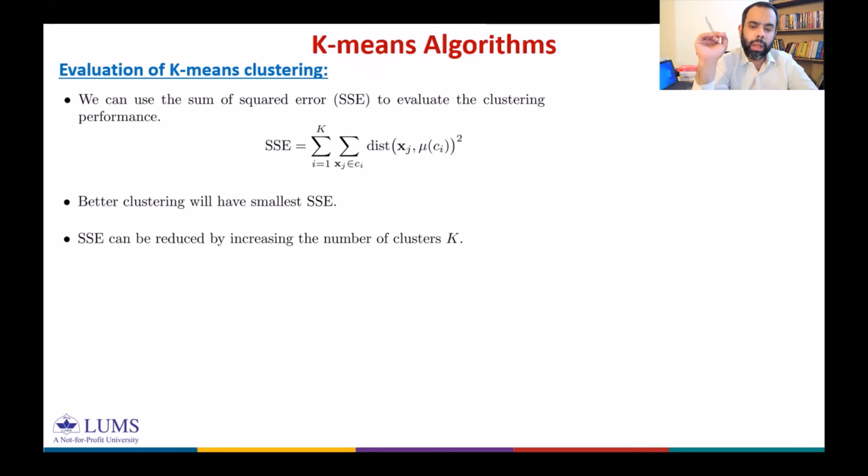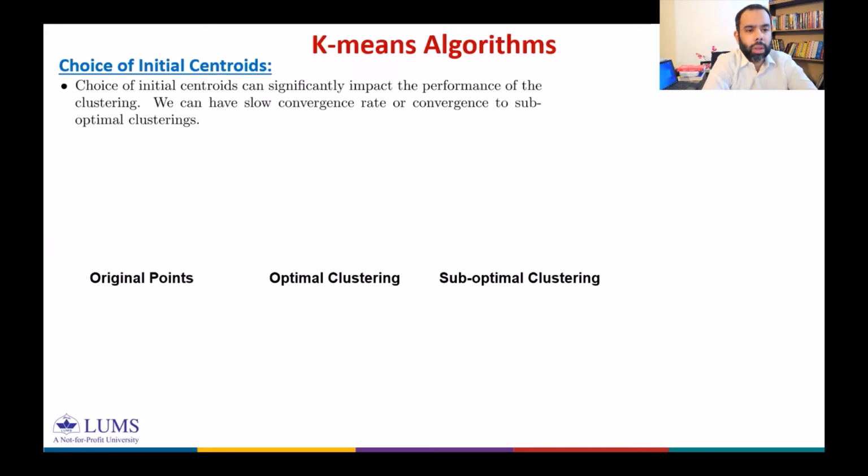What is the impact of choosing initial centroids? In the K-means algorithm, we choose centroids initially randomly in the feature space. There's a possibility that the choice of initial centroids is such that we have suboptimal clustering instead of optimal clustering. Let me illustrate this. The choice of initial centroids can significantly impact the performance of the clustering. We can have a slow convergence rate, or the algorithm may converge to suboptimal clustering.